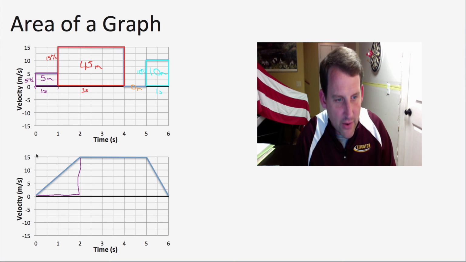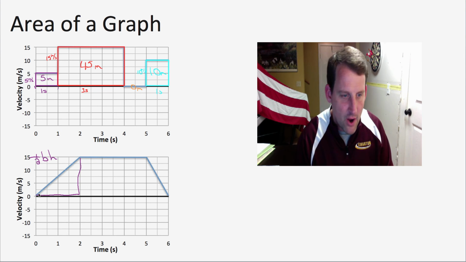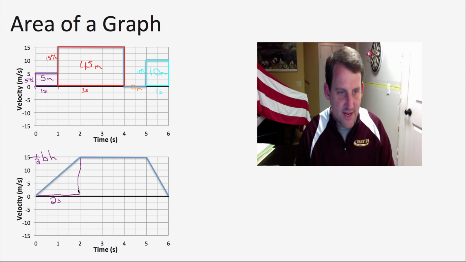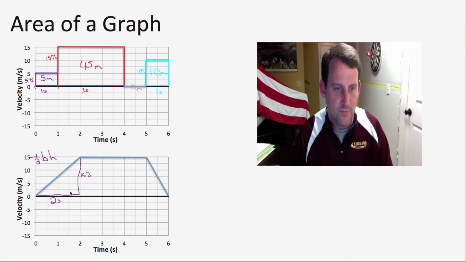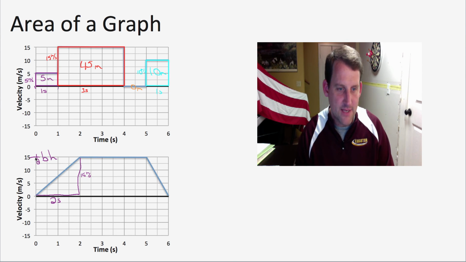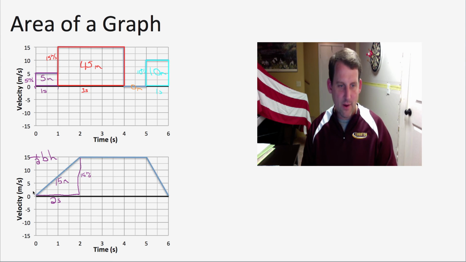We know that the area of a triangle is 1/2 base times height. So in this case, here's our base, here's our height. Our base starts at 0 and goes 2 seconds. Our height starts at 0 and goes up to 15 meters per second. Our base times height times 1/2, so 2 times 15 is 30, times 1/2 is 15 meters. So in this first section, where I'm accelerating, I'm speeding up, I'm going only 15 meters during that time.